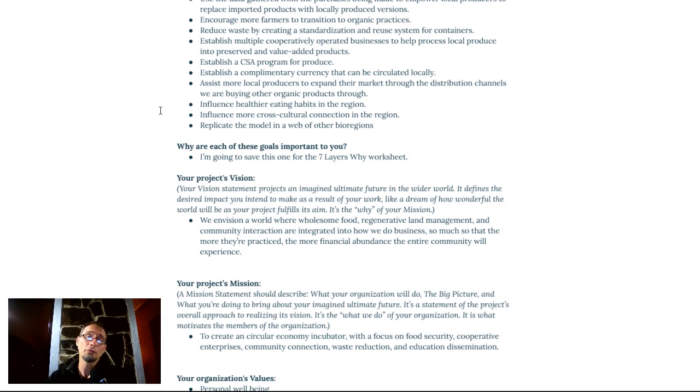More cross-cultural connection in the region is of vital importance for regional resilience, so that more people are talking to each other. One of the micro businesses that I have planned is a regional language school. We're going to replicate the model in a web of other bioregions throughout the country and hopefully the world.